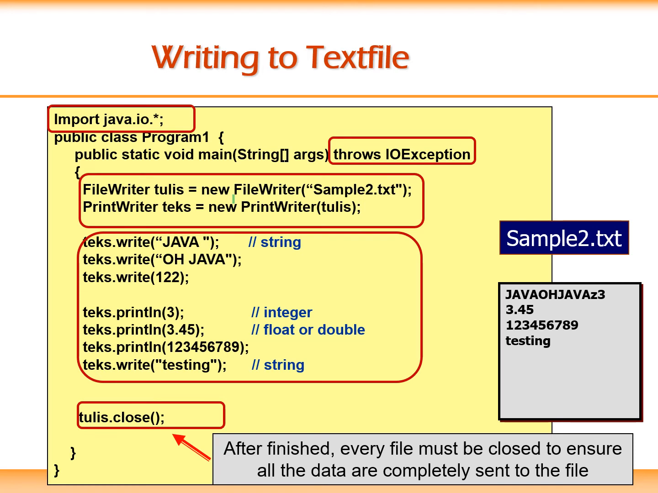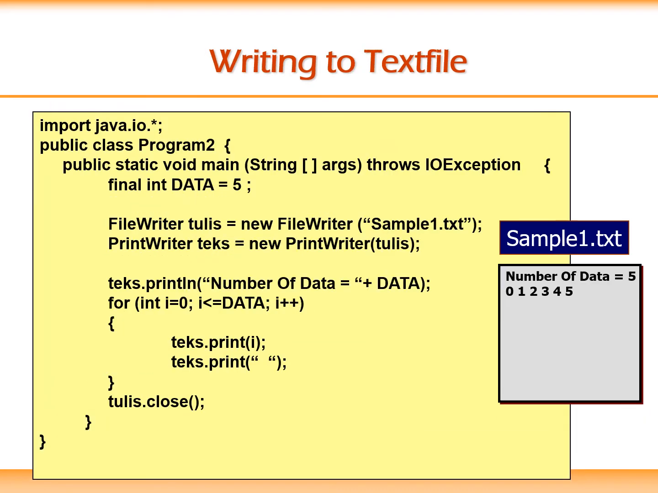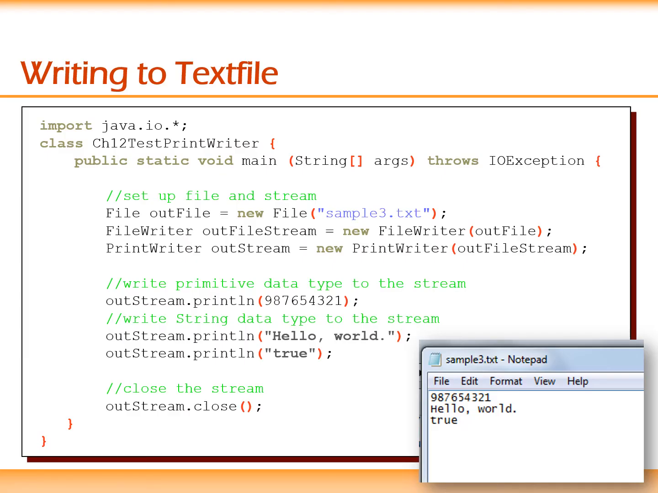After you finish, every file must be closed to ensure that all data is completely sent to the file. So you close it so that all the data that you specify here is stored in the file. Okay, another example, still using file writer and print writer. This one shows how you can write multiple data, for example, by using a for loop. You have data that you want to store and then you do text. Text is an object of print writer. So you do text.print i. This is basically printing 1, 2, 3, 4, 5. Once you finish, you close it.